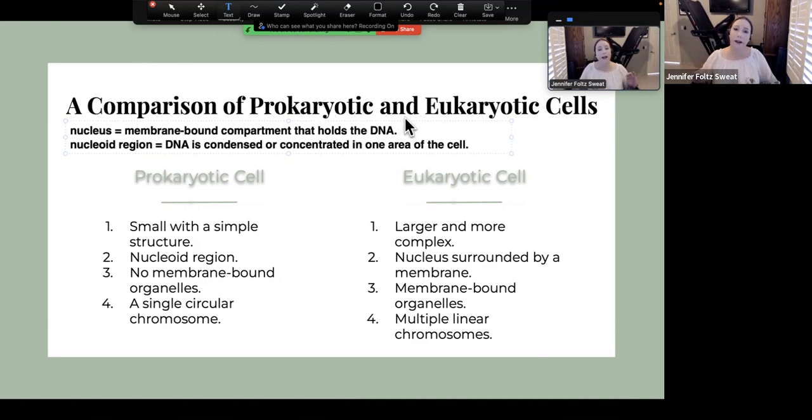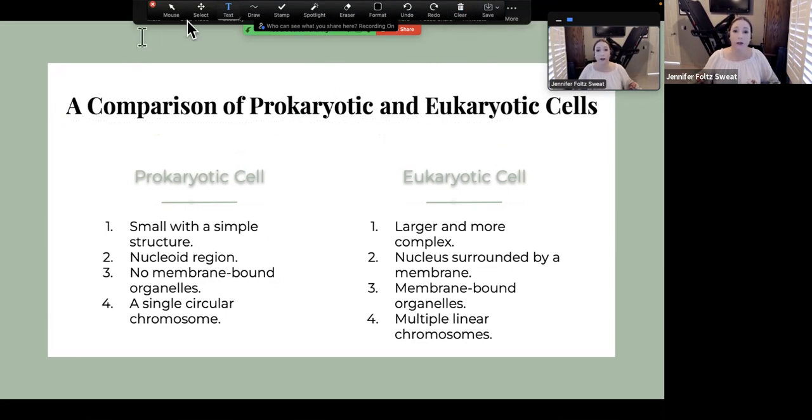Number 3 is a very easy way to tell a prokaryotic and eukaryotic cell apart. Prokaryotic cells do not have membrane-bound organelles, and eukaryotic cells do. When I say membrane-bound, again, I mean a phospholipid membrane. Now, organelles, think of them like little organs, right? In your body, you have a heart, a liver. In a cell, there are these compartments where specific processes are carried out. Those are membrane-bound organelles.